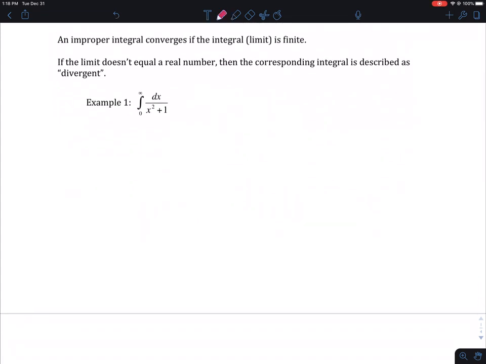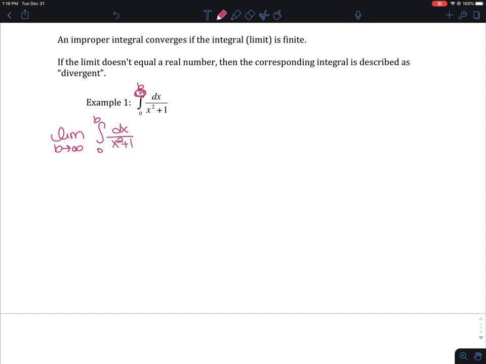In this first example, what you notice is that one of the limits of integration is infinity. It's in the b placeholder, so to evaluate the improper integral we're going to take the limit as b approaches infinity, because it's infinity on the top here. And we're going to say that I'm going from 0 to b of dx over x squared plus 1.